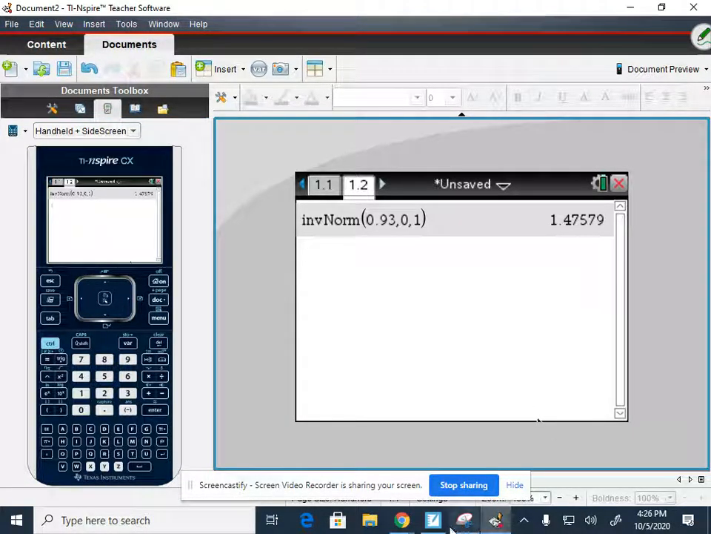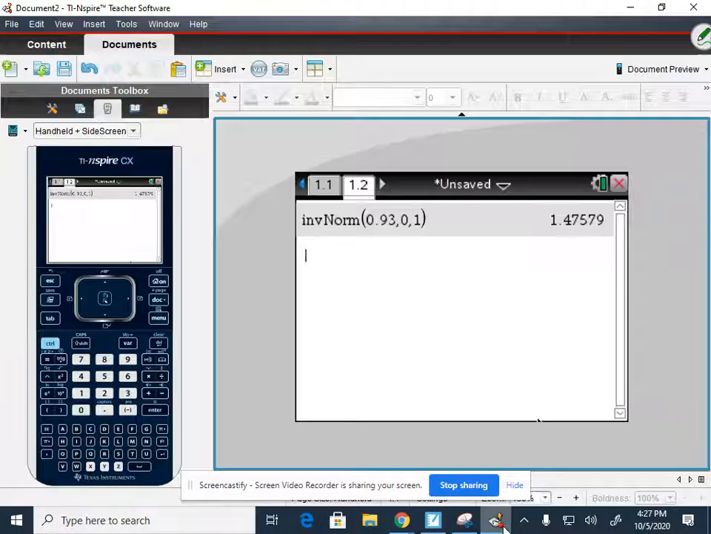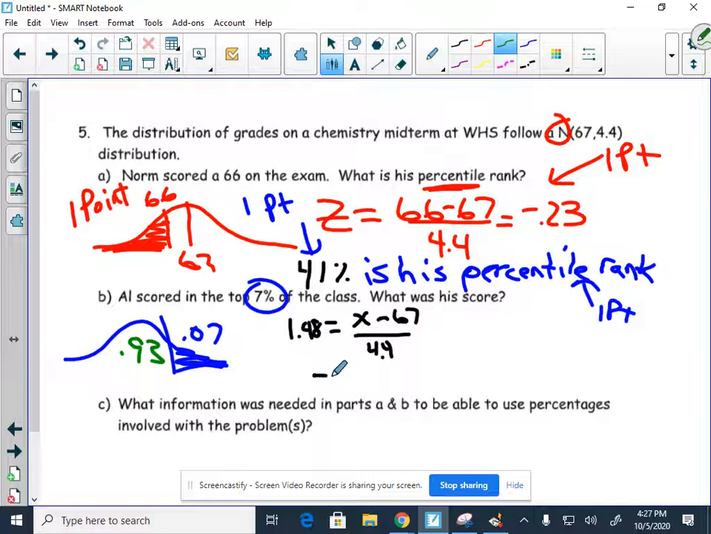Our z-score is a positive 1.48. That looks like a positive 1.48 or a positive z-score. 1.48 equals x, subtract 67, over 4.4. Now you can either solve it algebraically. We would multiply by 4.4, then we would add 67. That would get us an answer, 73.5 if we round that off.